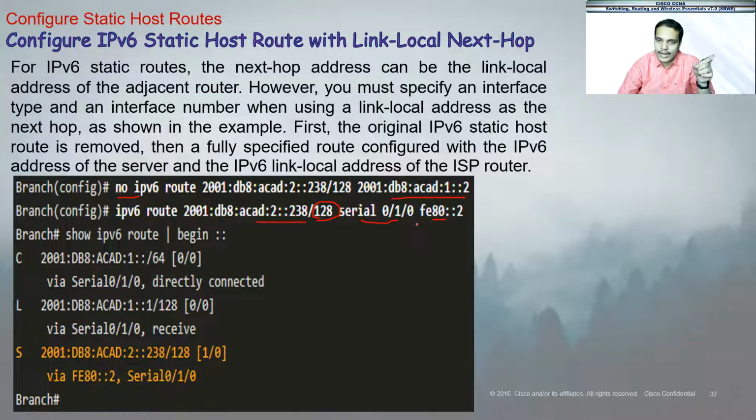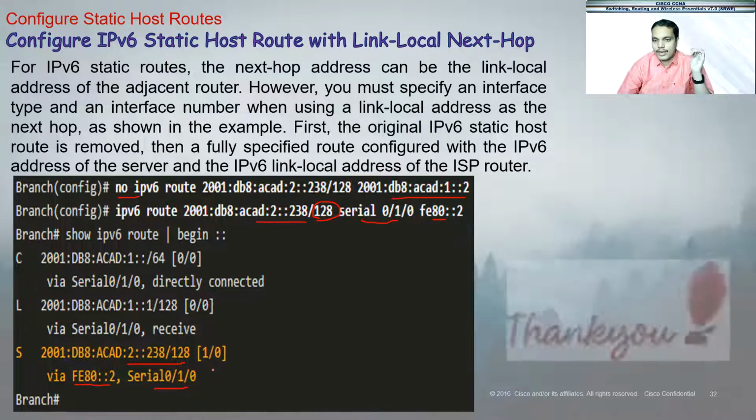This is because, as I told you earlier, the link local address might be identical only on that particular link or network, so you cannot simply use the link local address alone. Now, if you check out here, once you go into show IPv6 route, you can see that the new static host route is added for this particular destination. This is the particular destination of the server, and it is showing via the FE80 link local address and the serial interface, which is nothing but the exit interface.